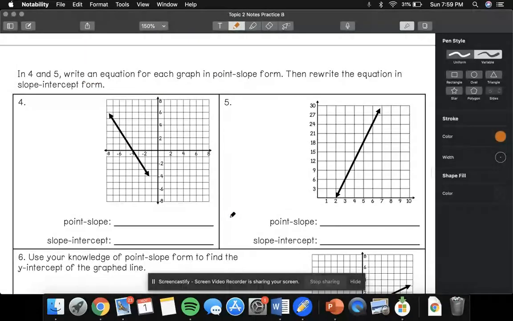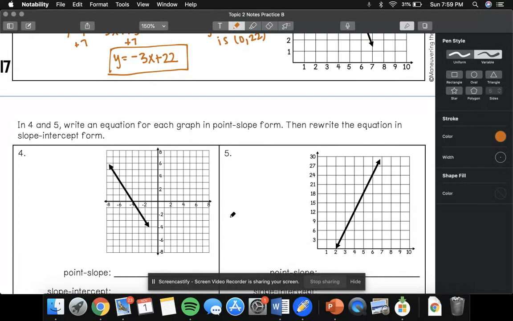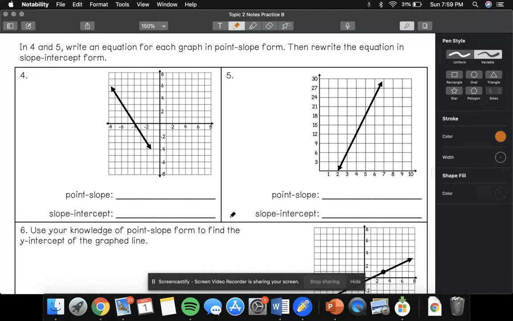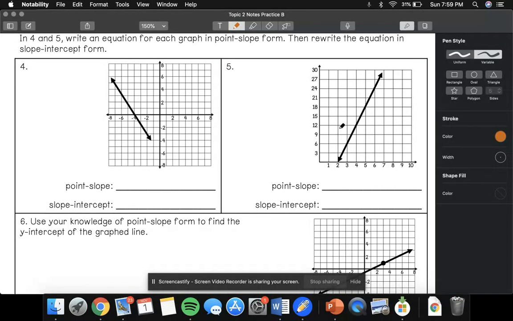All right, on page 18, it says to write an equation for each graph in point slope form, then to rearrange it and write it in slope intercept form. So again, to write it in point slope form, we need a point, that's why it's called point slope, and a slope.